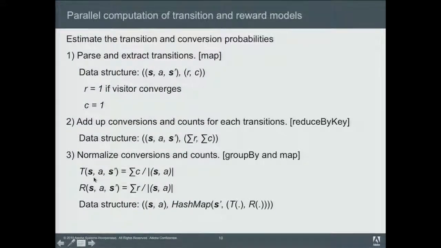We use groupBy in order to collect all the transitions that have the same current state and the same action. And for estimating the transition probability for (s, a, s'), we basically take the sum of the counts, which we already have, and then we divide this number by the number of transitions for (s, a). And we are basically doing the same trick for estimating the conversion rate, and call this R, like reward. In the end, we store the results in a specific data structure, which I explain on the next picture here.